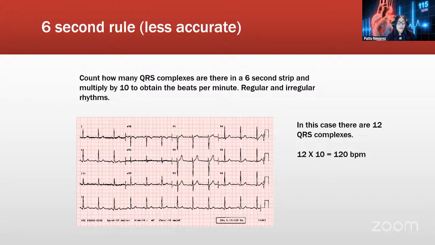So 6 seconds I have, and then I'm going to count the number of QRSs that I have in this particular strip. 1, 2, 3, 4, 5, 6, 7, 8, 9, 10, 11, 12. Multiplied by 10, it's 120, which doesn't even make a lot of sense, right? We have one other way to find out the heart rate.